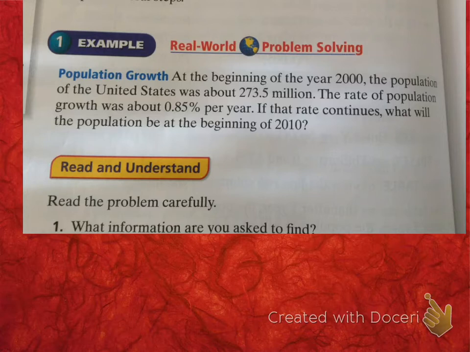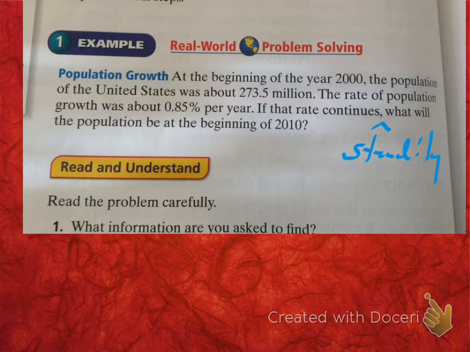Suppose we knew that the population at the beginning of the year 2000 of the United States was 273.5 million people, and we know that there was a steady population increase of 0.85% per year, just a little less than 1%. If that rate continues steadily, and that word really should be in here, right here we should have the word steadily, what will be the population at the beginning of 2010?